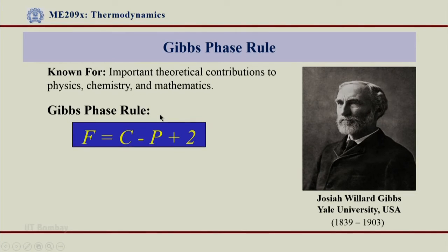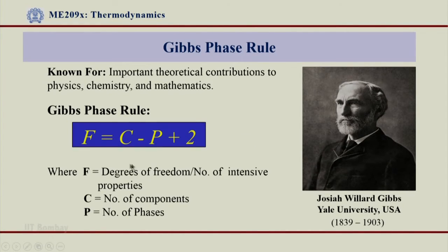Gibbs phase rule is very famously given by this formulation: F is equal to C minus P plus 2, where F is nothing but the degrees of freedom or number of intensive properties. So, when I say degrees of freedom, it means how many properties there are which I can vary, but I can still remain in the same phase. Also, one can define it as the number of intensive properties that are required to define a particular thermodynamic state of a thermodynamic system.